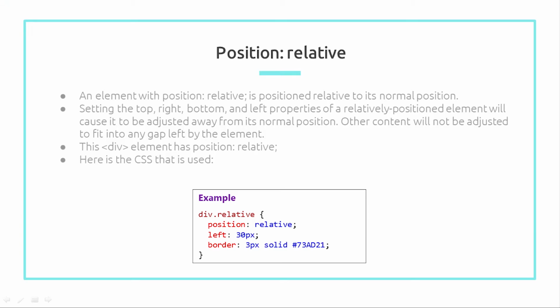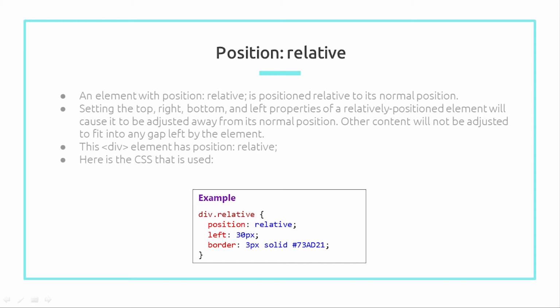Position, relative. An element with position, relative, is positioned relative to its normal position. Setting the top, right, bottom, and left properties of a relatively positioned element will cause it to be adjusted away from its normal position. Other content will not be adjusted to fit into any gap left by the element.